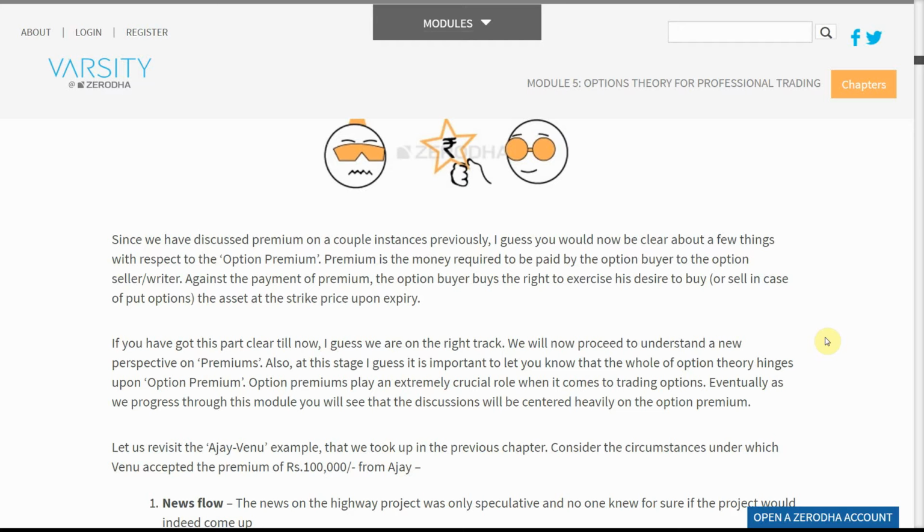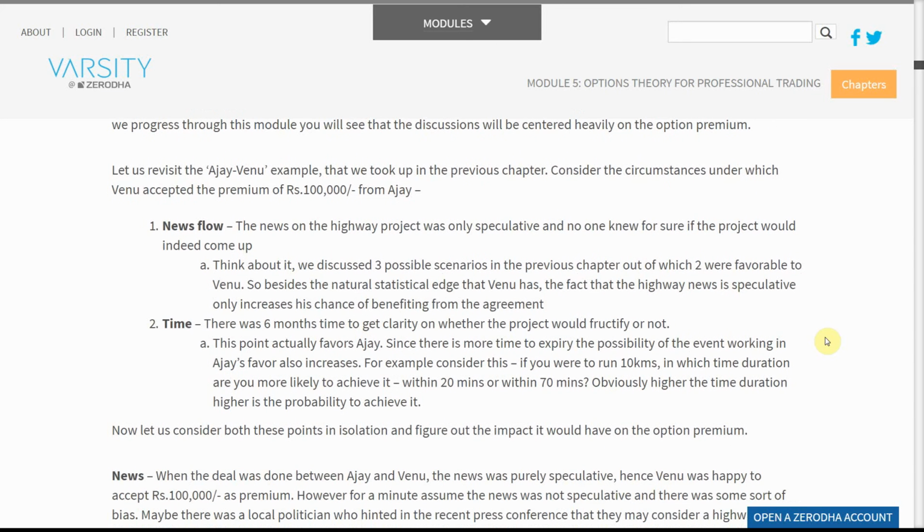We will now proceed to understand a new perspective on premiums. Also, at this stage, I guess it is important to let you know that the whole of option theory hinges upon option premium. Option premiums play an extremely crucial role when it comes to trading options. Eventually, as we progress through this module, you will see that the discussions will be centered heavily on the option premium. Let us revisit the Ajay Venue example that we took up in the previous chapter.